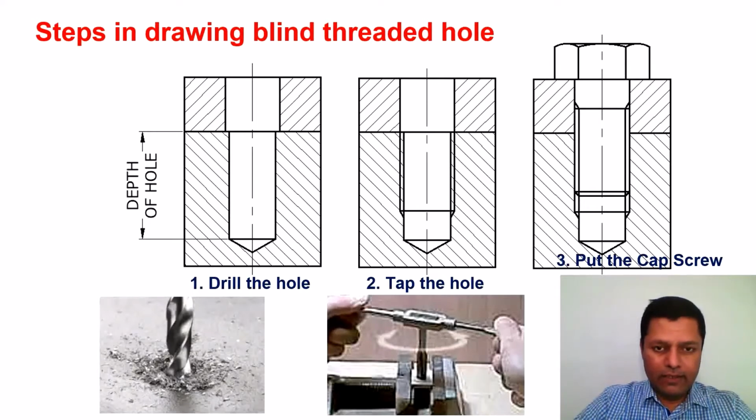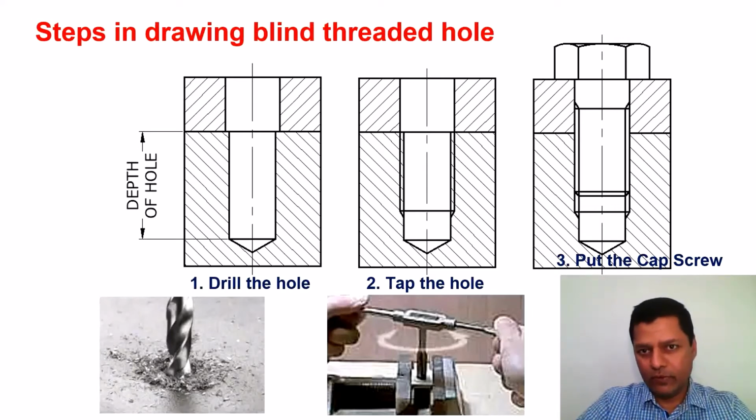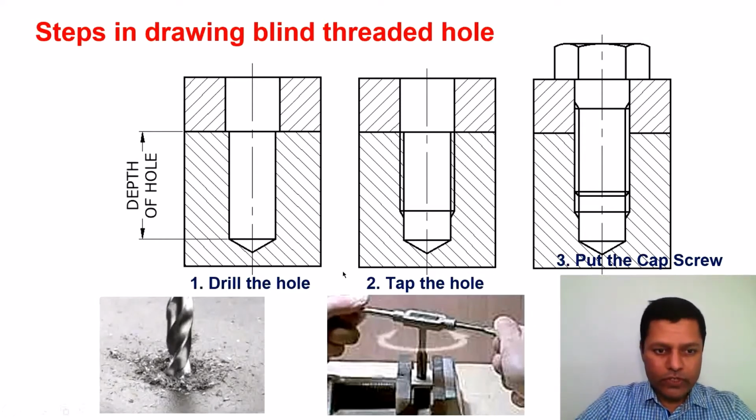The critical thing in the drafting today is to understand how to draw the blind threaded hole. There are 3 steps involved here. If we understand each and every line and the meaning and reason for each line, it is very simple and easy to draw. So first, if we look at the manufacturing operation itself, we drill the hole.